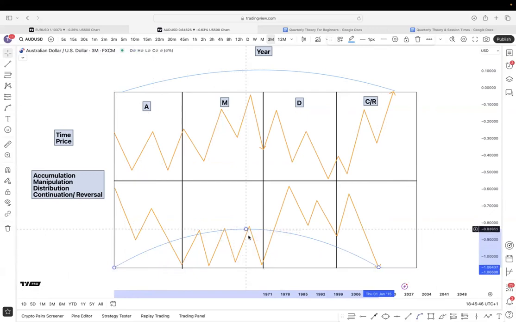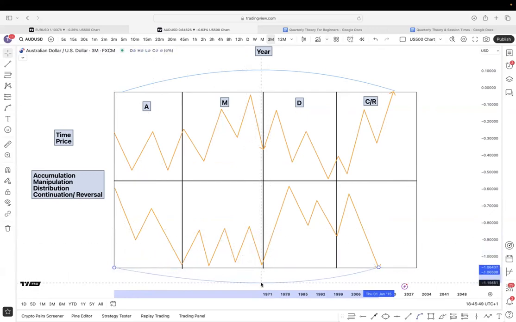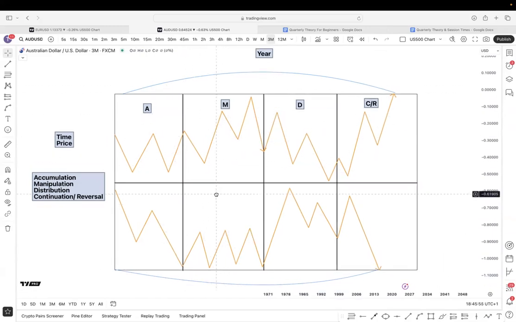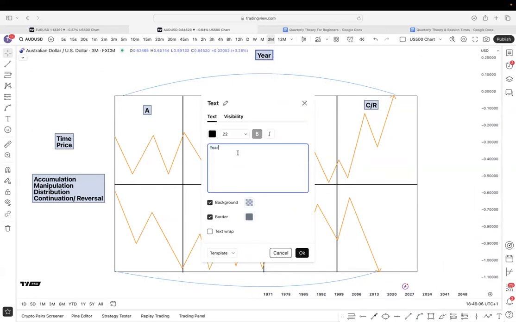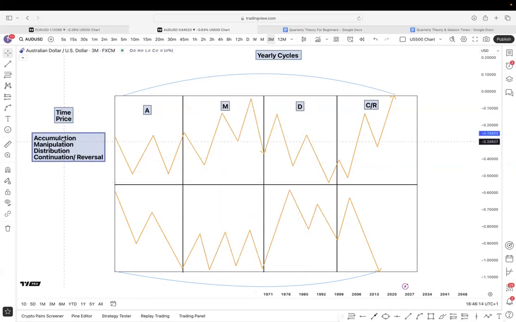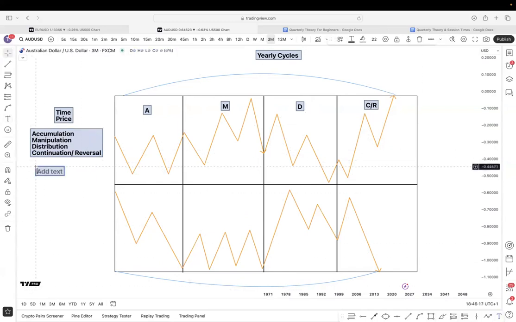And this is the thing when it comes to quarterly theory. This is very, very, very subjective, and we're not actually interested in this. The only thing we are actually interested in is understanding that every quarter price action changes. Now, in terms of what the quarter actually means, we call this the yearly cycles because each quarter is going to represent a cycle. So each quarter represents a cycle.